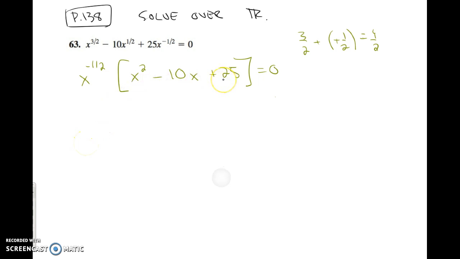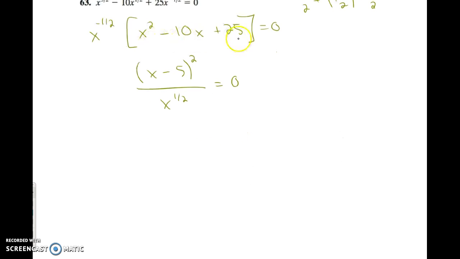Is this factorable? Factors of 5. Yeah, perfect square, I think. So this factors into x minus 5 squared. And then I move this down to the bottom as x to the 1 half. This is a perfect square, or factor, that goes into that.